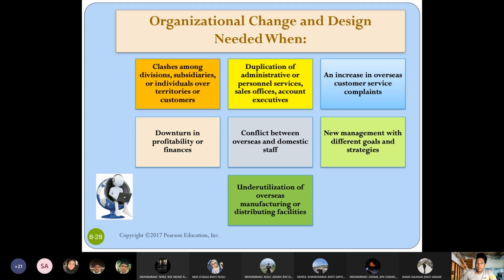And then a downturn in profitability or finances. If you are facing this kind of problem, you must change the organizational structure. And then conflict between overseas and domestic staff, or new management with different goals and strategies. If you change any strategies, goals, or the vision and mission of the organization, of course you must change the organizational structure. And the last one, underutilization of overseas manufacturing or distribution facilities. This one also, if you're facing this kind of problem, you must change the organizational structure. All right.